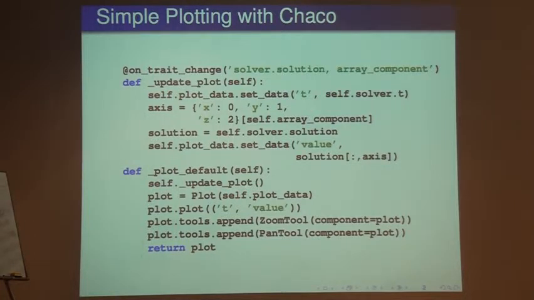So I say whenever the solver solution changes or the array component changes, set up the plot data as time, grab it from the solver, set it. This is just a simple mapping from axis of x, y, and z to indices of the array. Grab the solution and set the value of the solution to the third column, right? So when ODE returns, it gives me 3 columns, x, y, and z, for all of those t values. So I'm just getting that and setting it. So I just basically have x versus y plots.